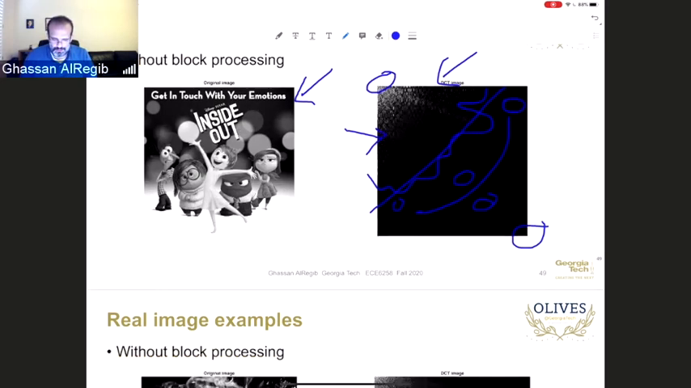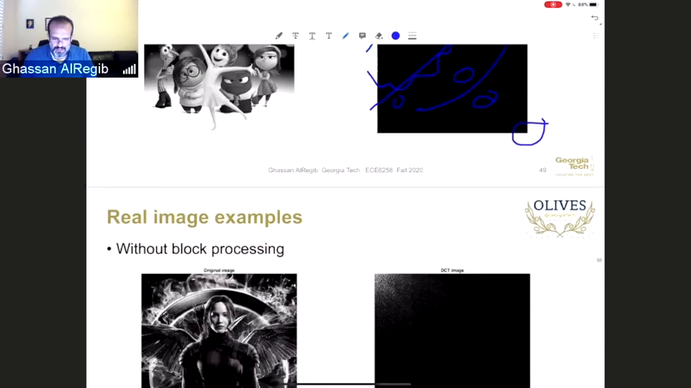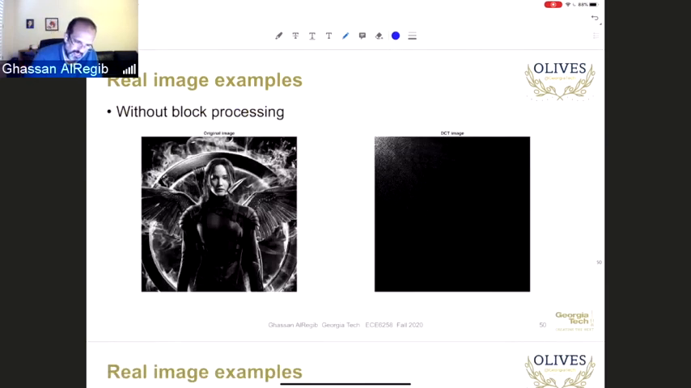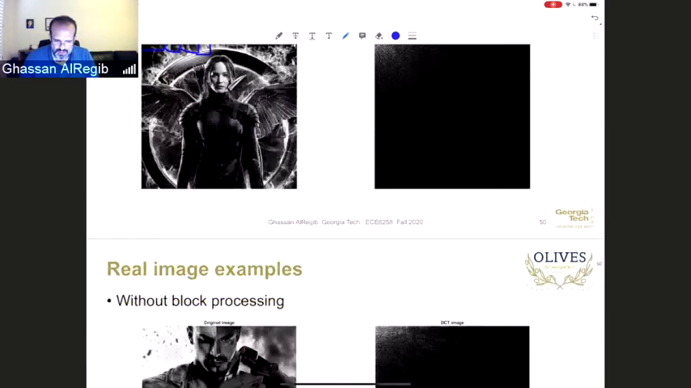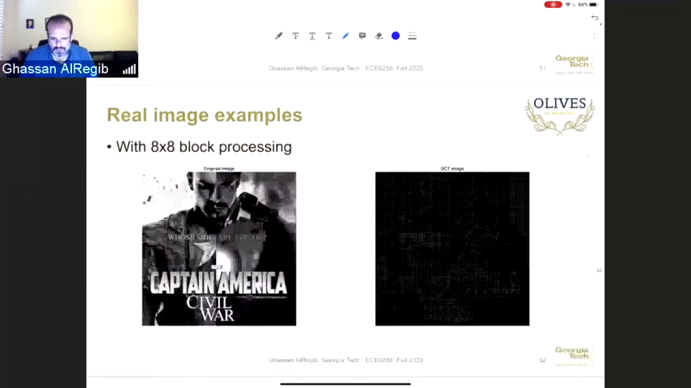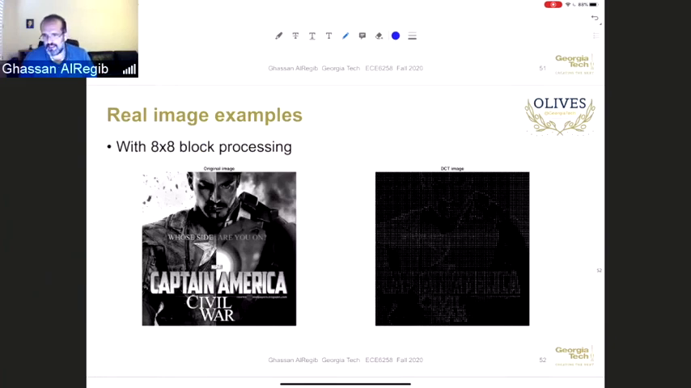What we usually do is apply block processing, meaning that I take blocks of the image and apply DCT to these blocks. This one is without blocks, and here it is with blocks. So this one here is with the 8 by 8 blocks. What do you notice on the right-hand side?